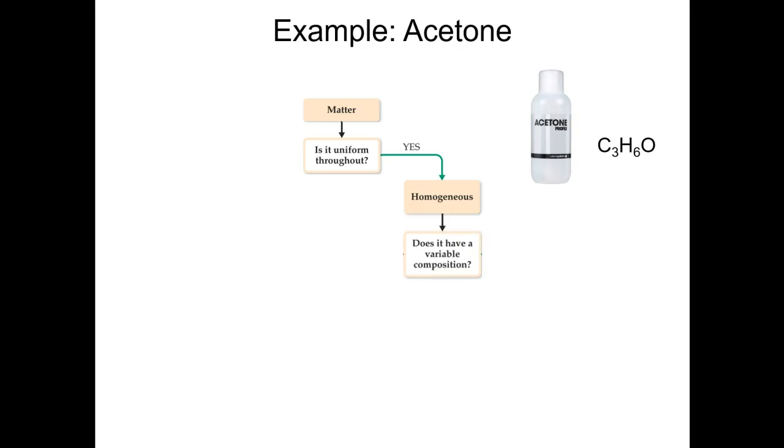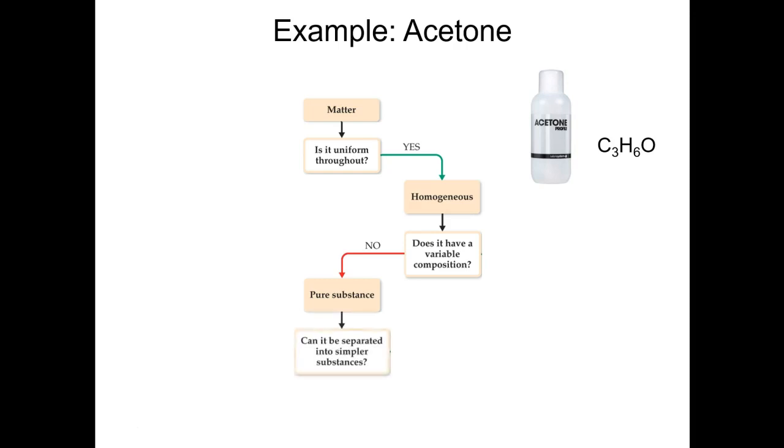Does it have a variable composition? Well, acetone is acetone, and because there's only one thing in that bottle, acetone, and it's always going to have the same formula no matter where I sample it, then that does not have a variable composition. It is a pure substance. Acetone is an example of a pure substance.